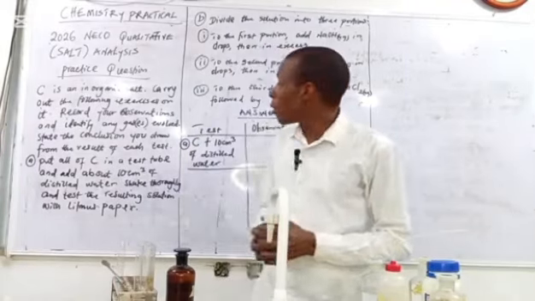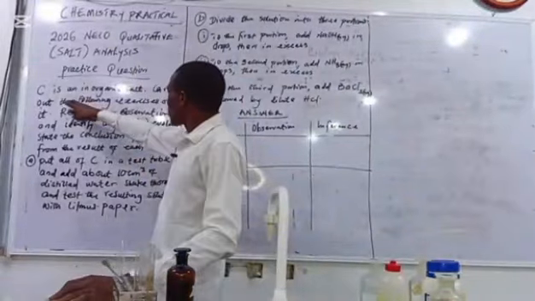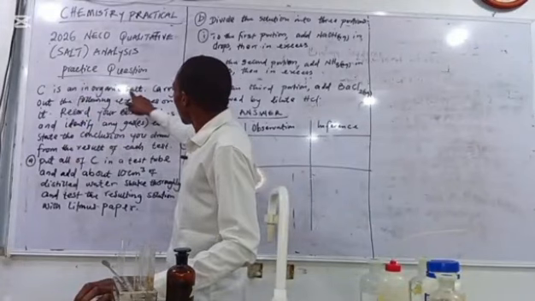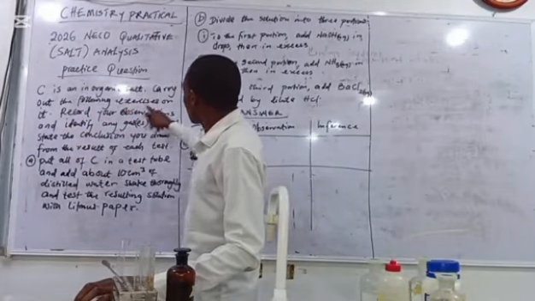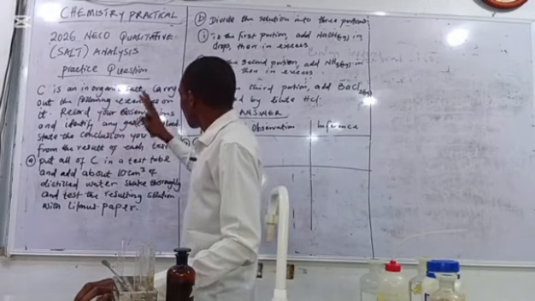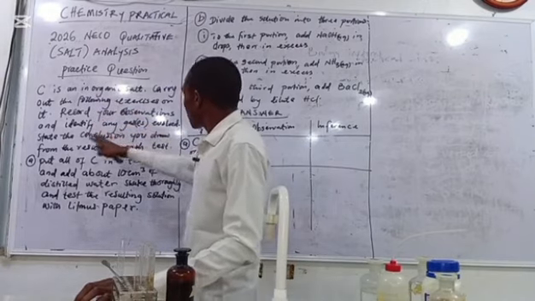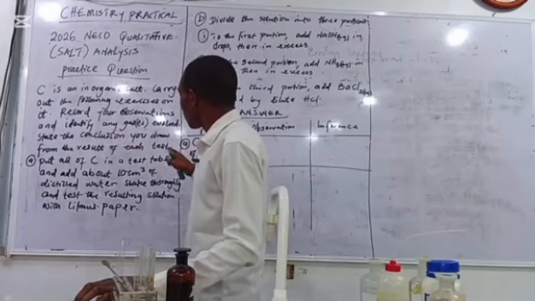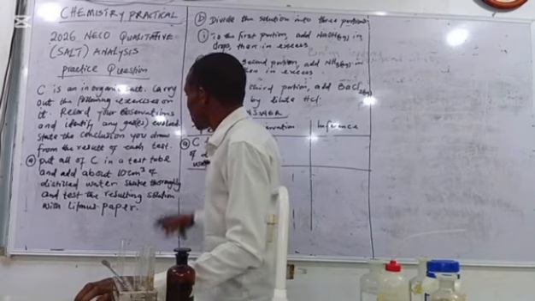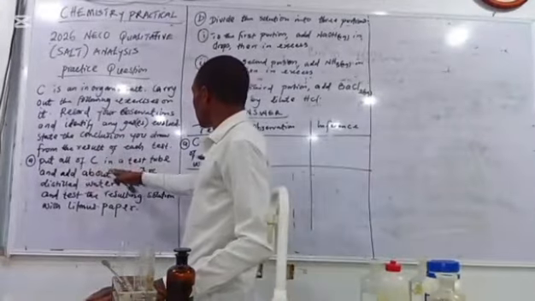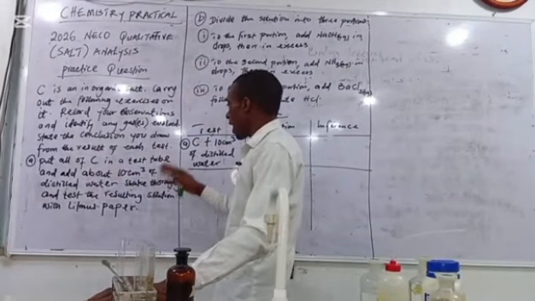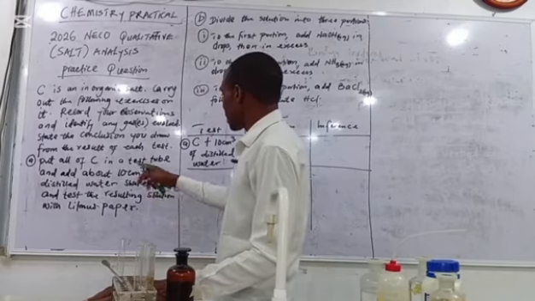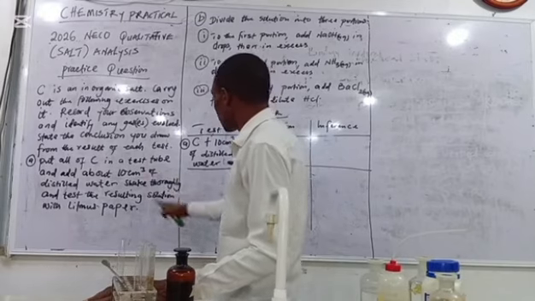The first question in this class: C is an inorganic salt. Carry out the following exercises on it. Record your observations and identify any gases involved. State the conclusions you draw from the result of each test. Question A says put all of C in a test tube and add about 10 cm cube of distilled water, shake thoroughly and test the resulting solution with litmus paper.